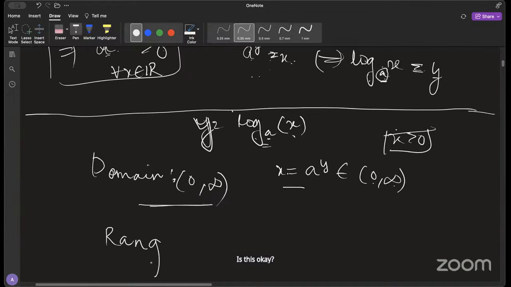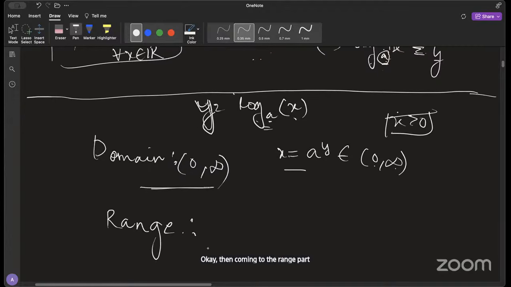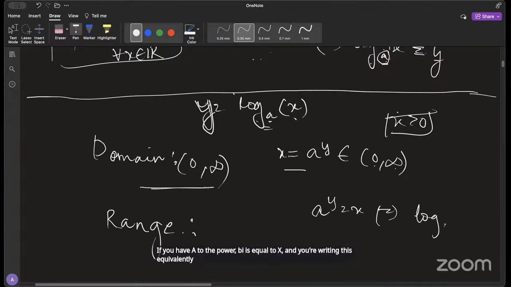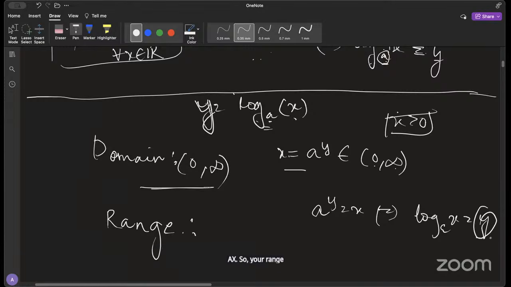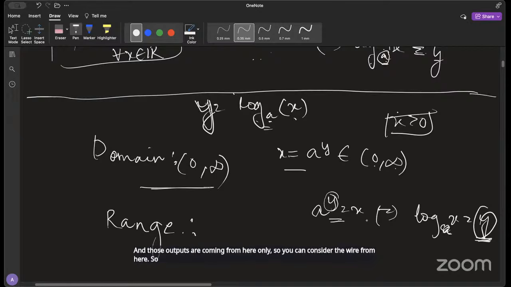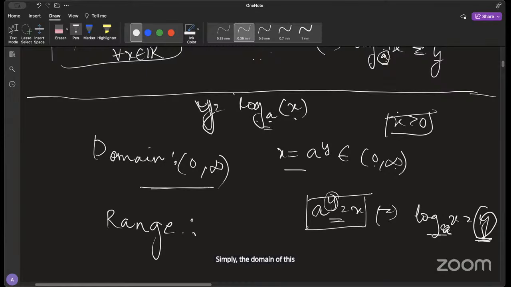Yes, ma'am. Okay. Then coming to the range part, what is the range of this function? All real numbers. Because if you have a to the power y equals x and you're writing this equivalently as log base a of x, your range is basically all the possible values of y here. All the possible outputs that you get is the range, and those outputs are coming from here only. So you can consider the y from here. The domain of this becomes the range of this, and the range of this becomes the domain of this, right?